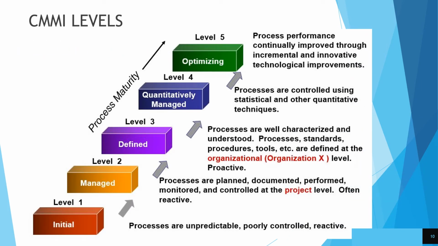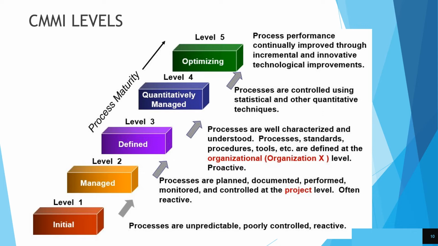So the levels of CMMI, starting with level 1, that is the initial level: processes are viewed as unpredictable and reactive. At this stage, work gets completed, but it's often delayed and over budget. This is the worst stage a business can find itself in, an unpredictable environment that increases risk and inefficiency. The second level is managed.